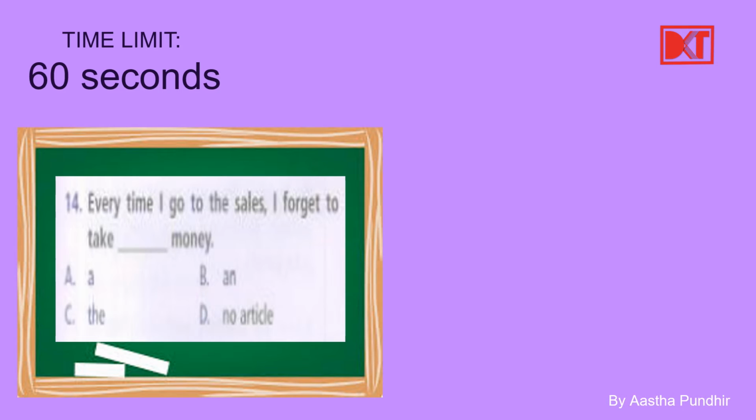Every time I go to the sales, I forgot to take dash money. Forgot to take a money, and monies, the money, or just take money. So here the correct answer is D, no article. Here we're not going to use any article.